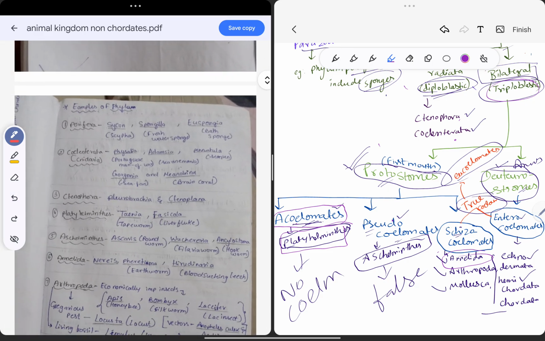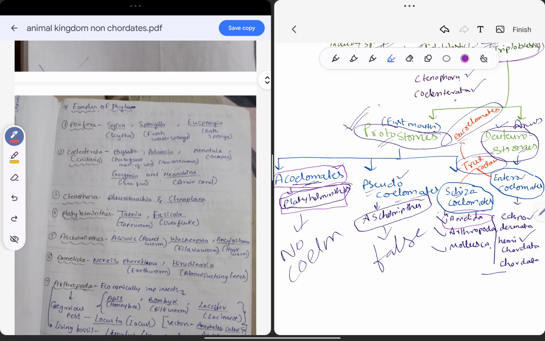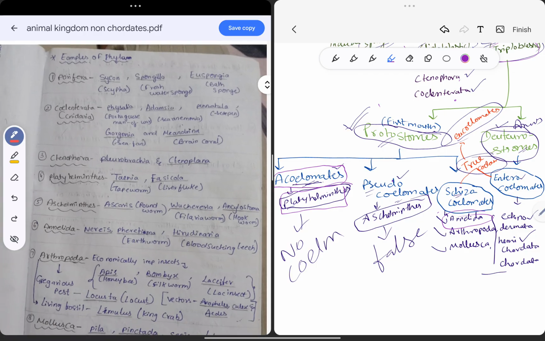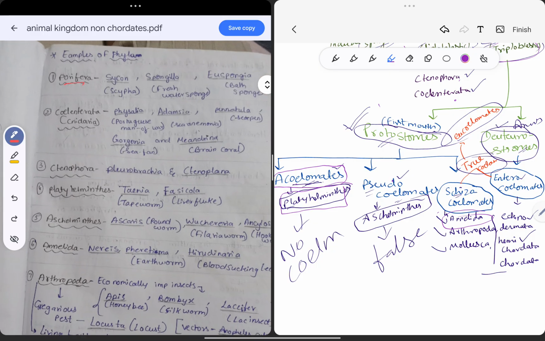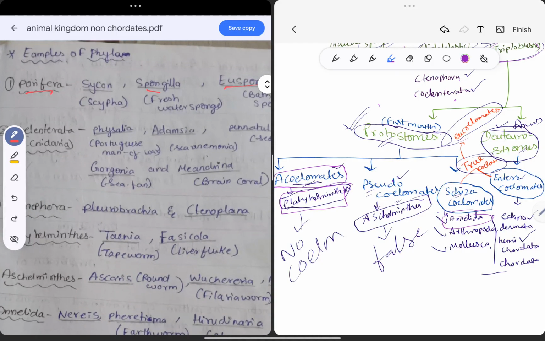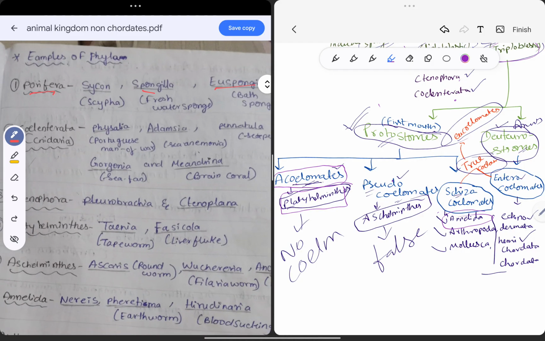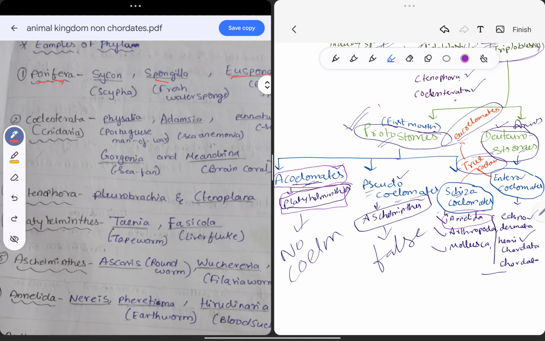Now the first trick for how you should learn this animal kingdom is that you should write down all the examples of all the phyla of non-chordates. In the first phylum, which is Porifera, the examples are Sycon, Spongilla and Euspongia. That way you can easily remember which examples come under which phyla.